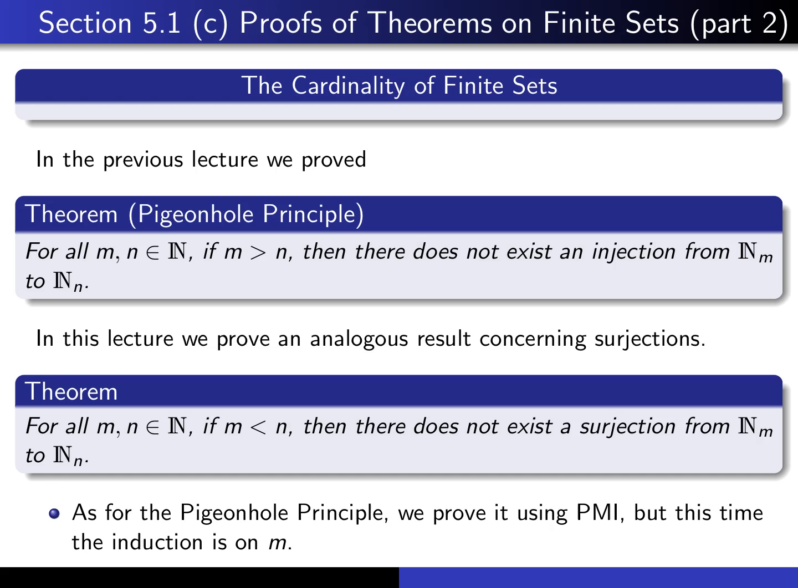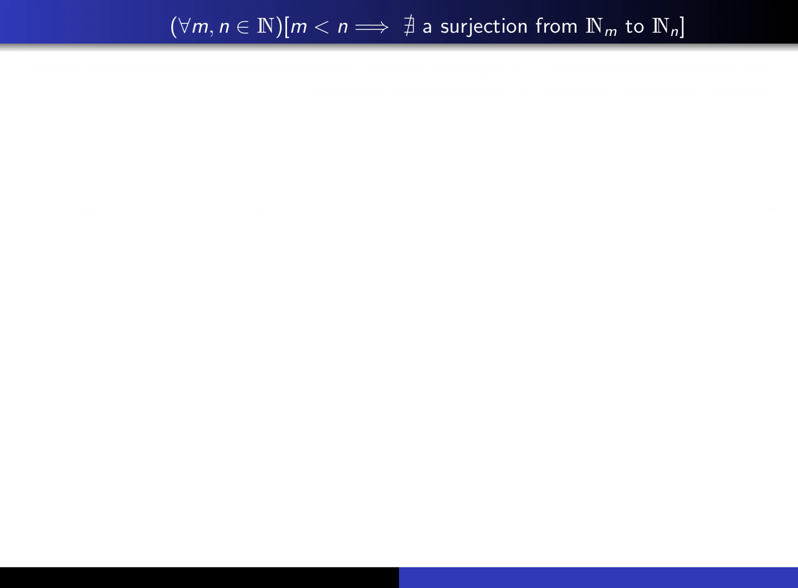So we're going to prove this result using the principle of mathematical induction, but we're going to do the induction on m rather than on n. This is just a reminder of what we're trying to prove. So why don't you see if you can write down what is the set S which we should be looking at, for which we want to prove that S is equal to the set of all natural numbers.